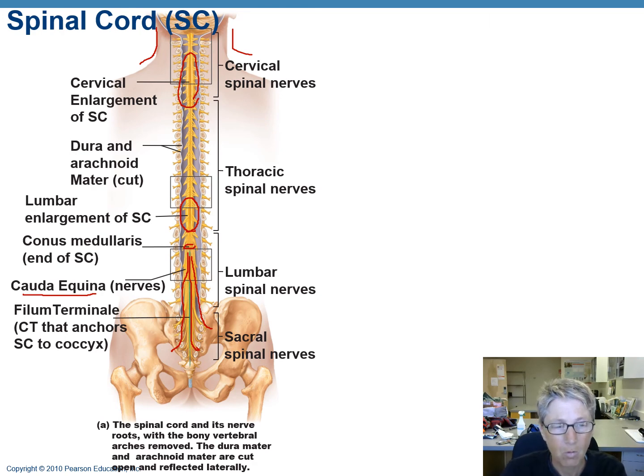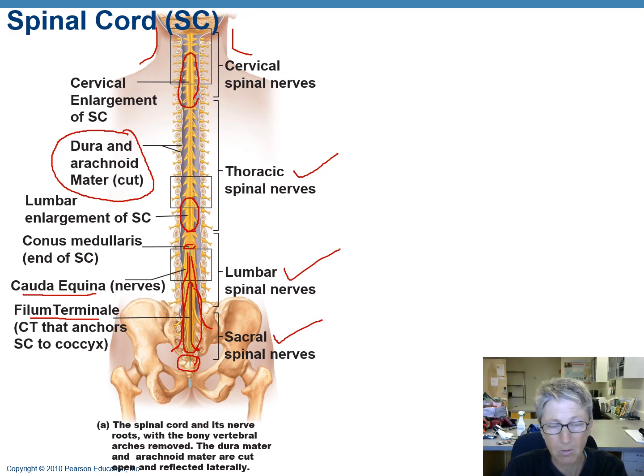And then there's a structure called the filum terminale, and that's this green thing. This green thing is made of connective tissue, and it anchors the spinal cord to the coccyx down here. To see all this, you have to cut the dura mater and the arachnoid mater of the spinal cord. And then it shows you where the spinal nerves are. The cervical spinal nerves are here, thoracic spinal nerves are here, you have lumbar spinal nerves here, and sacral spinal nerves here.